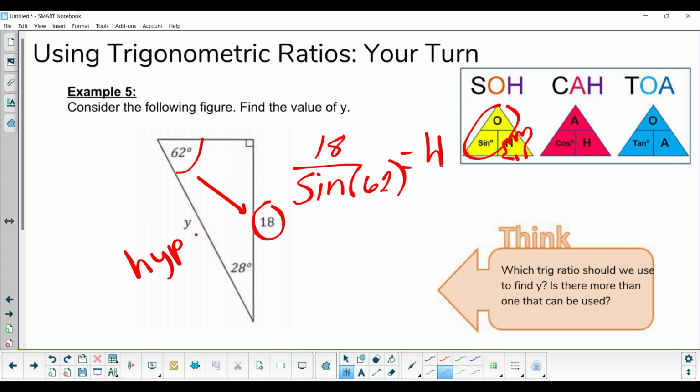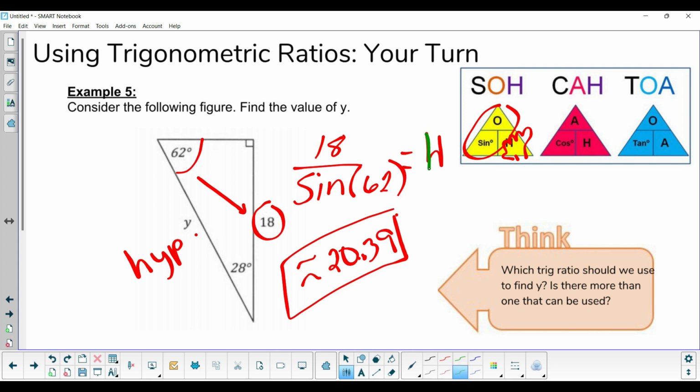So in the calculator, I'm going to put 18 divided by the sine of 62, and that's approximately 20.39. Now I'm going to check if I use 28 and 62 to see if I get the same answer, right? This was an H, by the way.